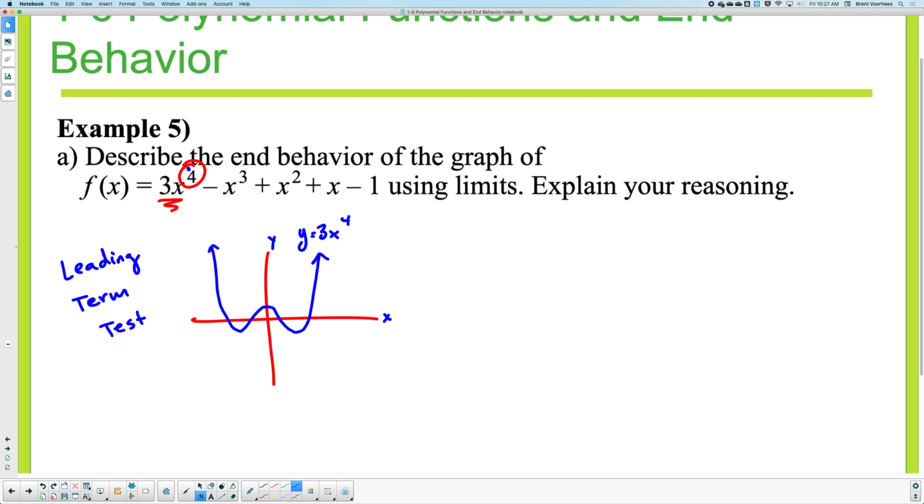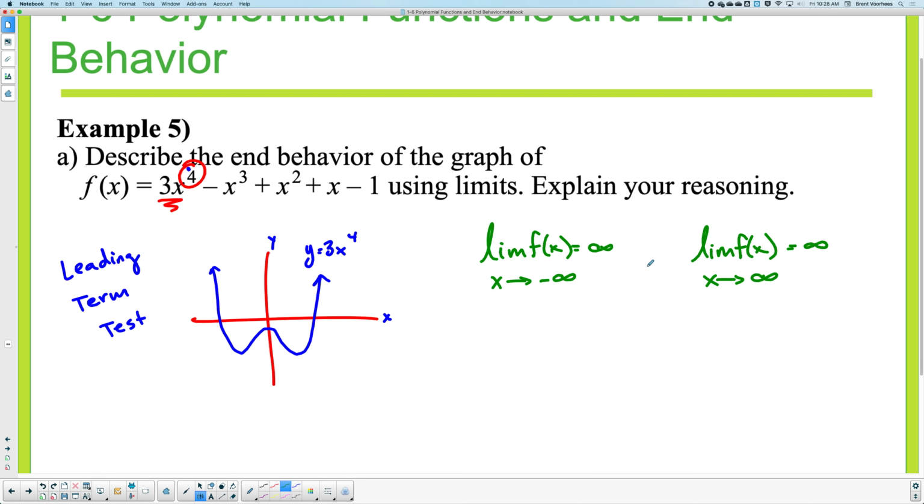And what happens as we go to the right? As the graph travels to the right without bound, the graph would rise. That's based off the leading term test. Make sense? Okay. Part B.